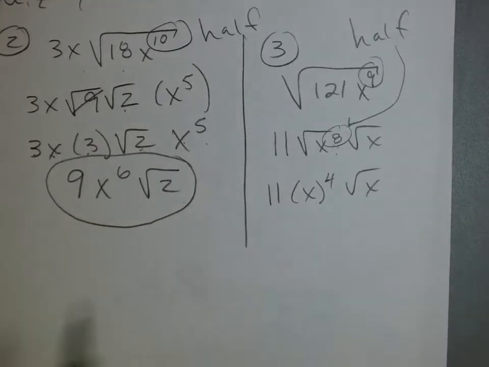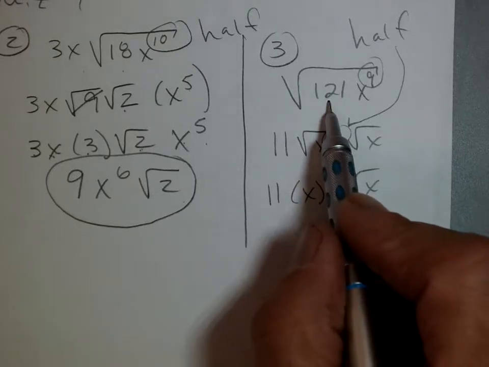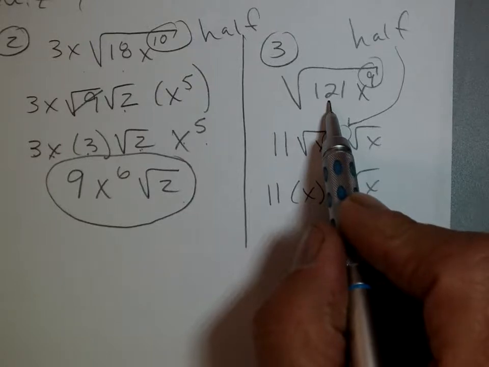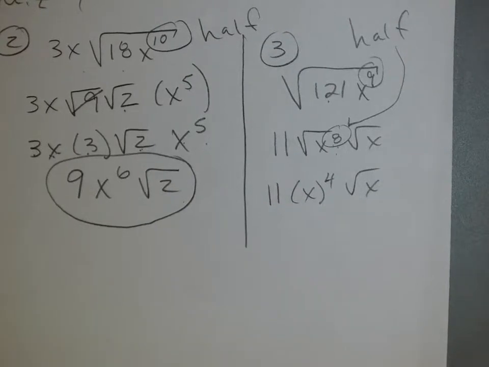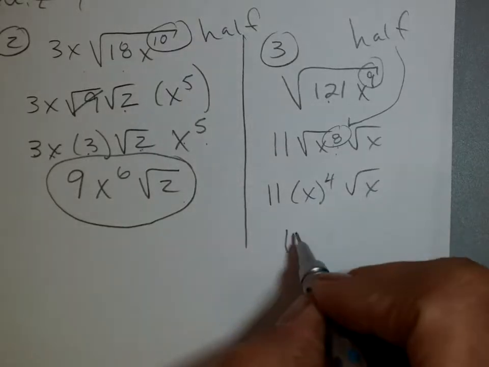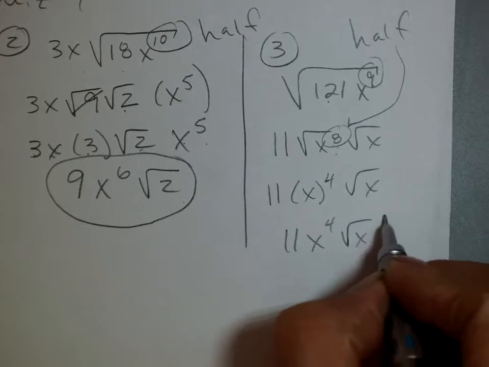I'm confused why you just said 11. Why didn't you do square root of 11? Because the square root of 121 is 11. It's a perfect square. Square root of 36. What is it? Plain old 6. Square root of 49. Square root of 81. Square root of 100. Square root of 121 is just 11. Just plain 11. Does that make sense now, Landon? Yeah. Okay. 11 x to the 4th square root of x.